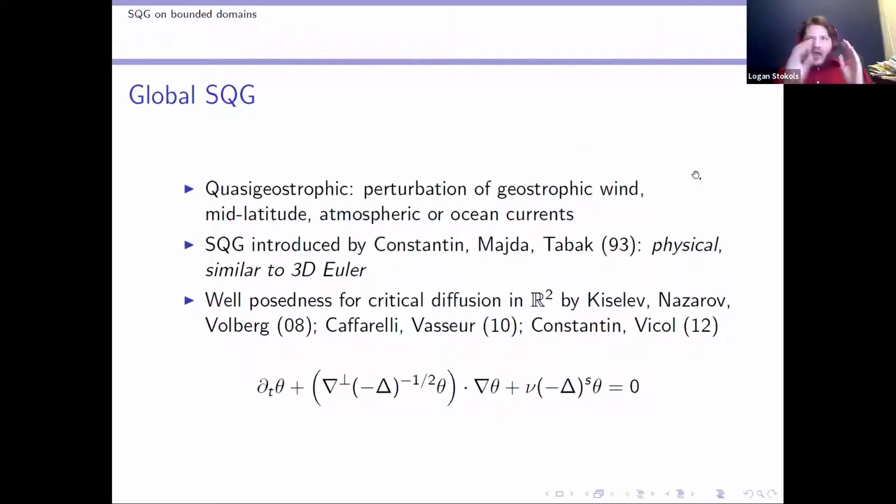SQG stands for Surface Quasi-Geostrophic Equation. Basically, everything I'm going to talk about today is various models for approximating the Navier-Stokes equations in a rotating reference frame, for example atmospheric currents, because the Earth is rotating, and so you have Coriolis force.